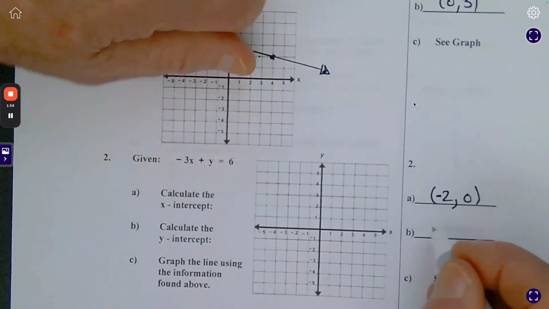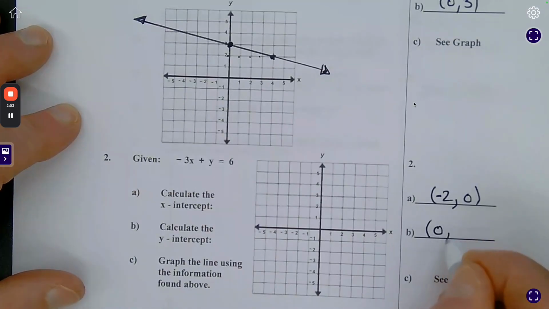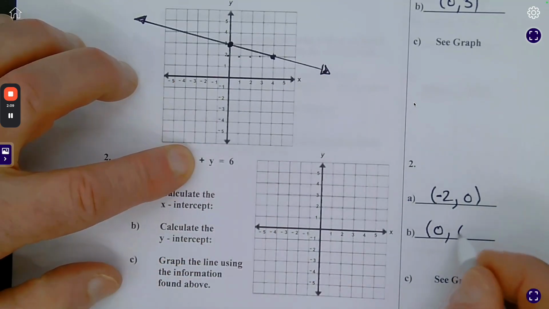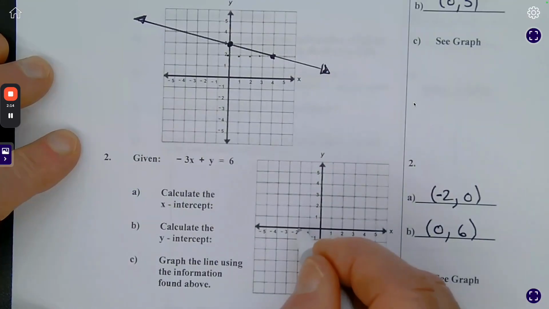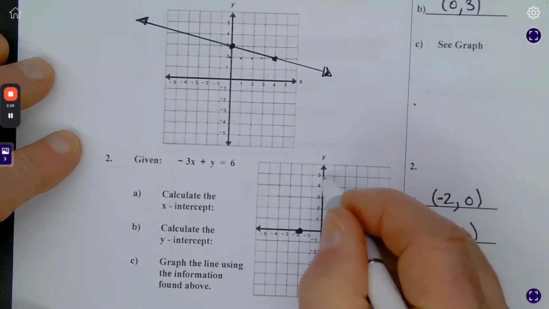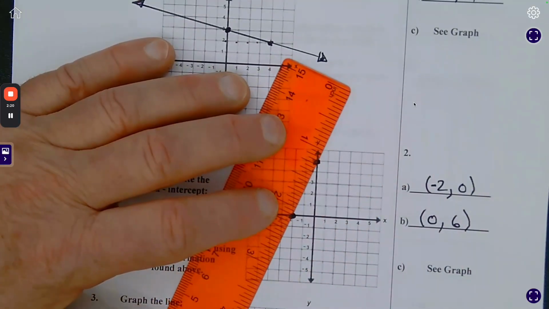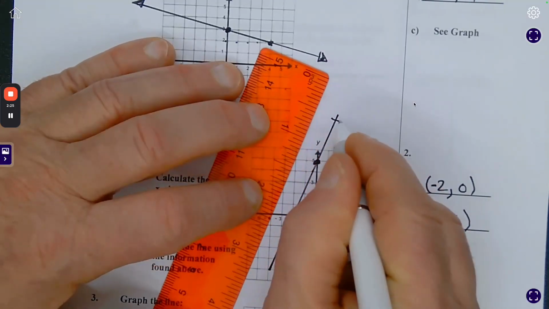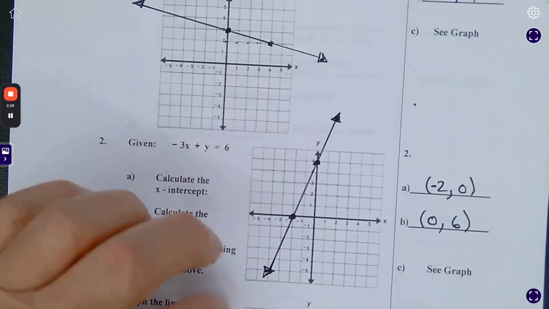Now they're going to say calculate the y-intercept. Well, calculating the y-intercept means x is 0. Notice the number in front of y is a 1 because it's 1y. 6 divided by 1 is 6. I'm going to plot those 2 points: (-2, 0) and (0, 6). I'm going to draw a line between them, and that's it. We're done. Every ordered pair that lands on those lines is a valid solution, and so we show the graph because the graph represents the solution set.